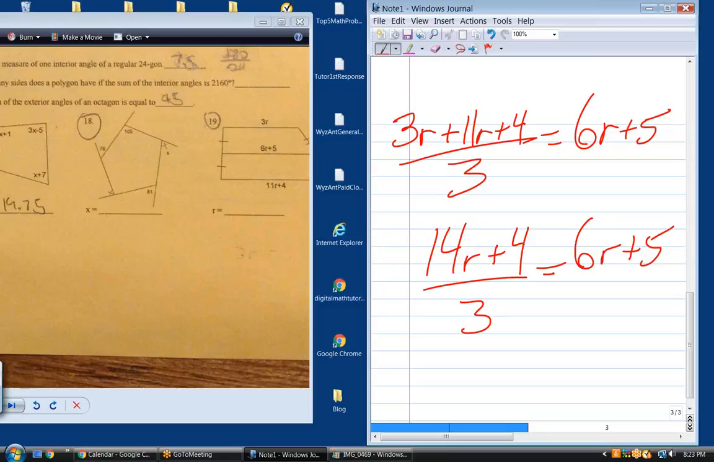Well, could you times it by 3? Yeah, remember what I said about getting rid of denominators and parentheses? Well, I don't have any parentheses here, but I certainly got a denominator. If I multiply both sides by 3, what do I have? This is what I have on the left side. What do I have on the right side?